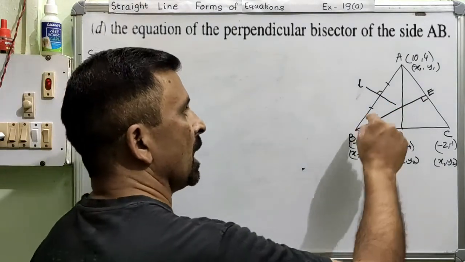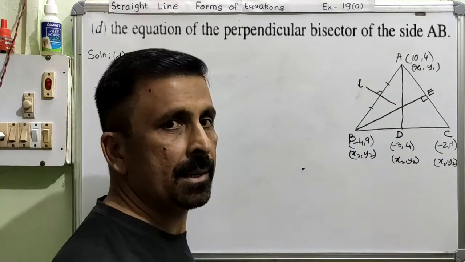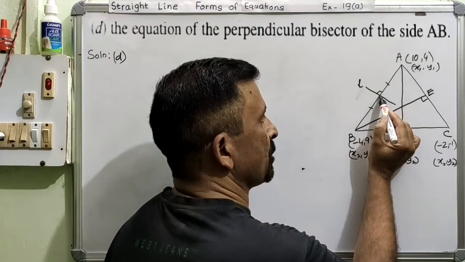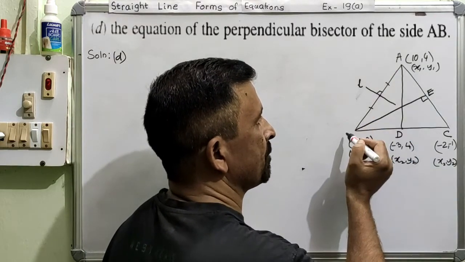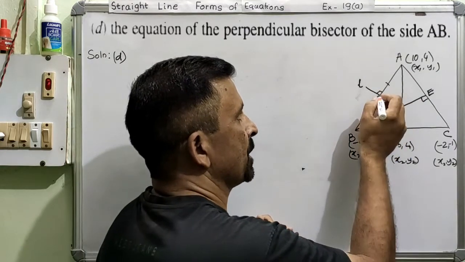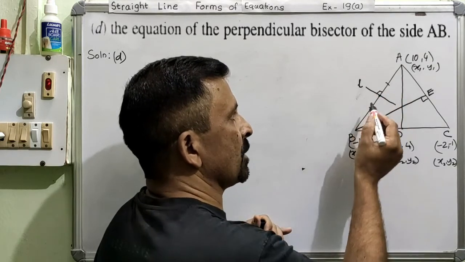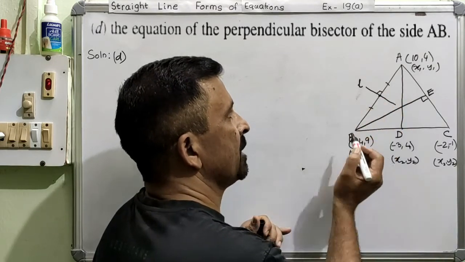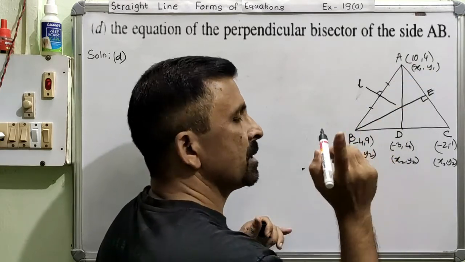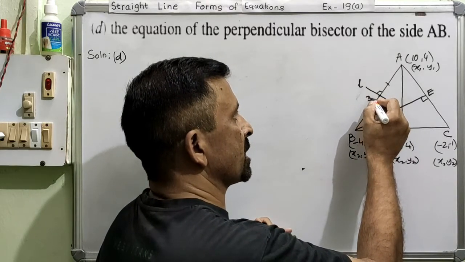Now first of all, I am going to calculate the coordinate of one point on this line. Clear? And that point will be this point, because this point is said to be the midpoint of the side AB. So using the midpoint formula, we can calculate the coordinate of this point. So x value will be the average of these two x values. 10 minus 4, 6, divided by 2, 3. This is your x coordinate for this point.